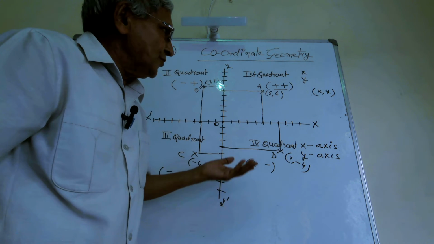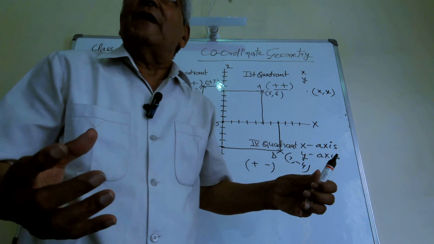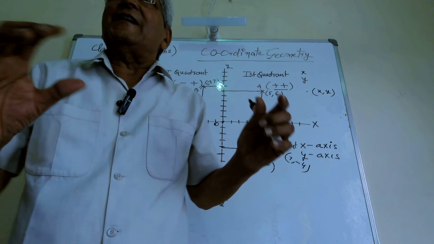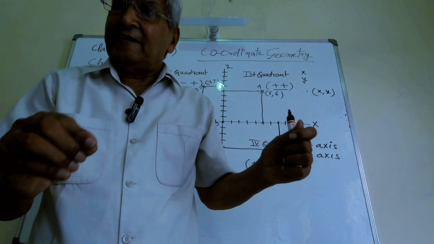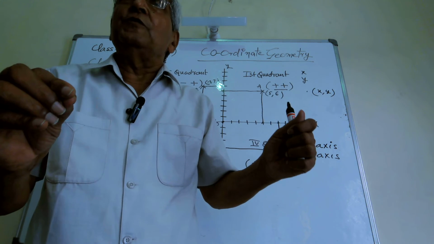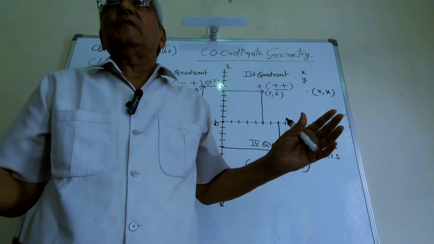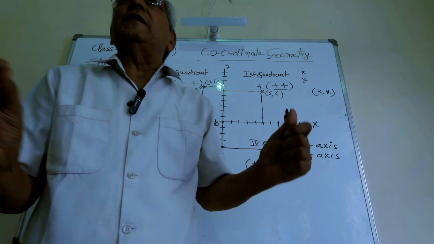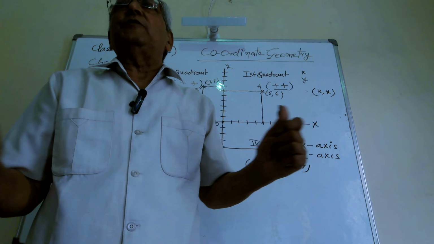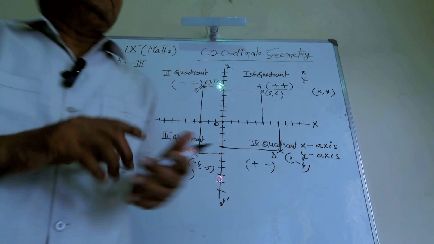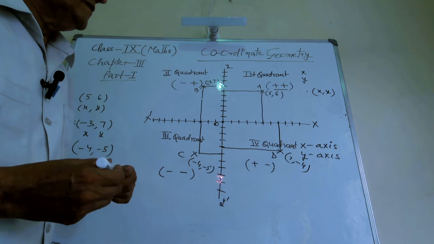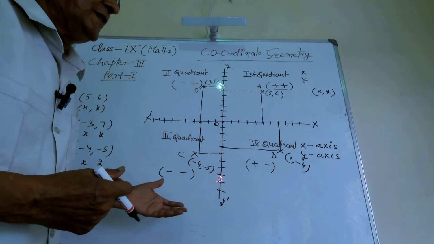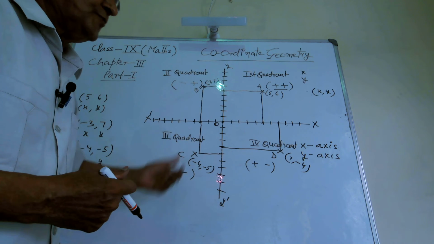These are the positions of x and y. According to these signs, x and y move in these quadrants. If you have any point, you can find out the position of that point in this plane. And this is coordinate geometry.